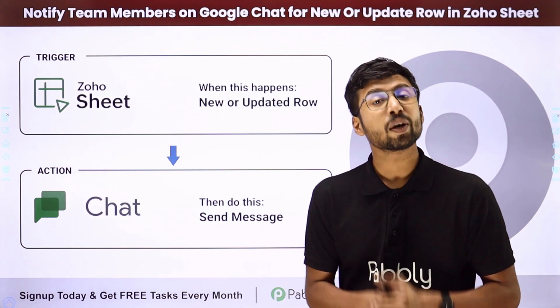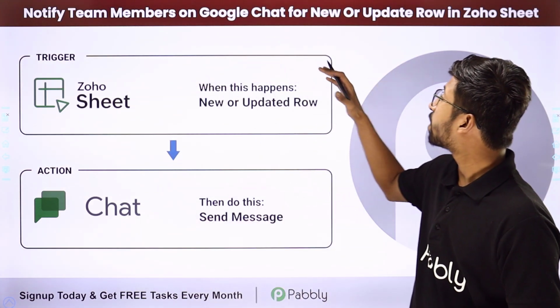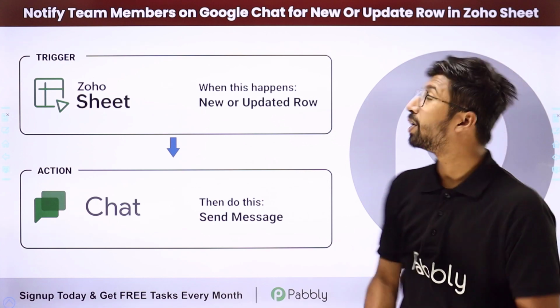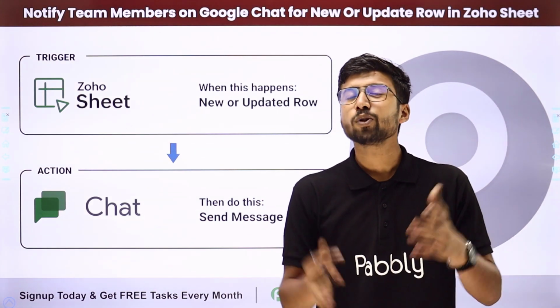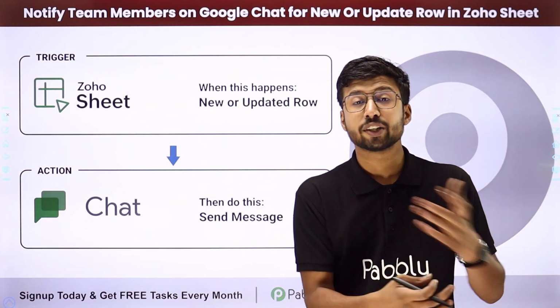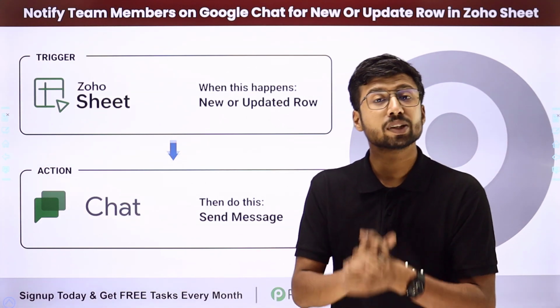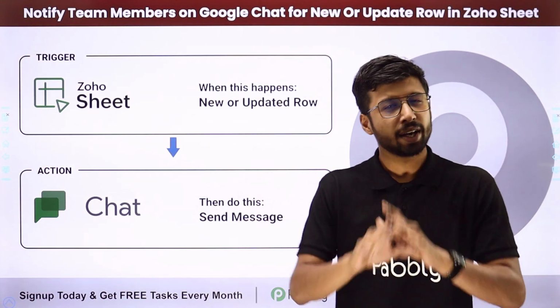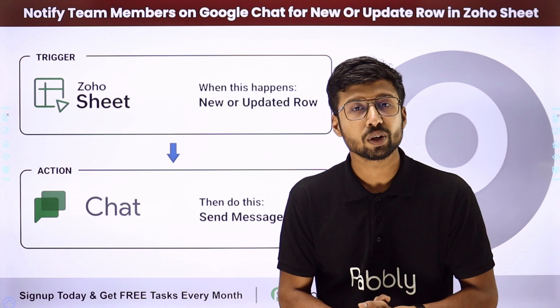So in this video, we are going to learn how to notify team members on Google Chat for new or updated rows in Zoho Sheet. Now suppose, guys, you're using Zoho Sheet as a spreadsheet program and you and your team members communicate on Google Chat. So this automation is going to help you a lot.